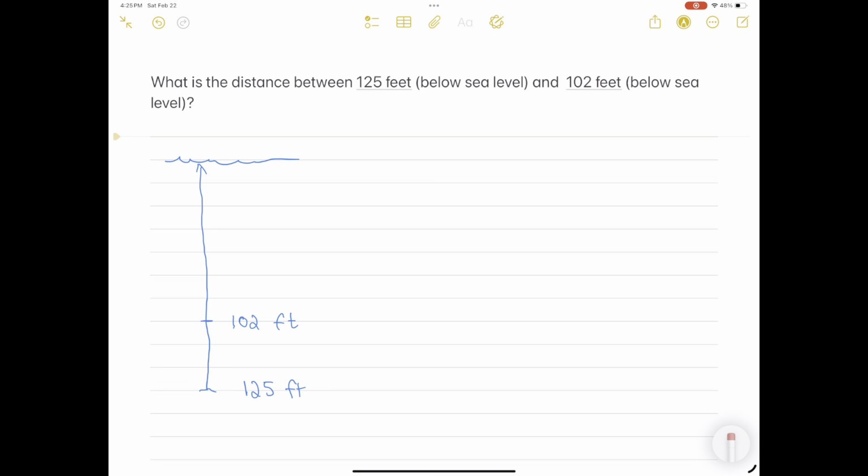I start by labeling distance, d, as the value that I need to solve for. So d equals the absolute value of 125 feet below sea level, I would call -125, minus 102 feet below sea level, I would call that -102. And I complete the absolute value sign. So now I solve within the absolute value sign, negative 125 minus negative 102.